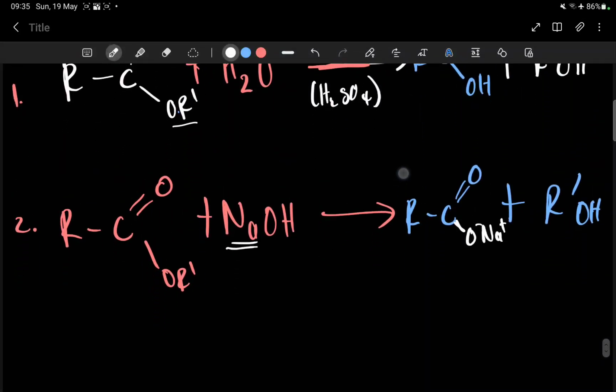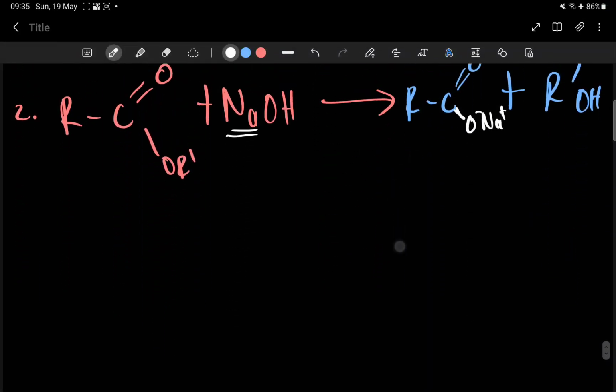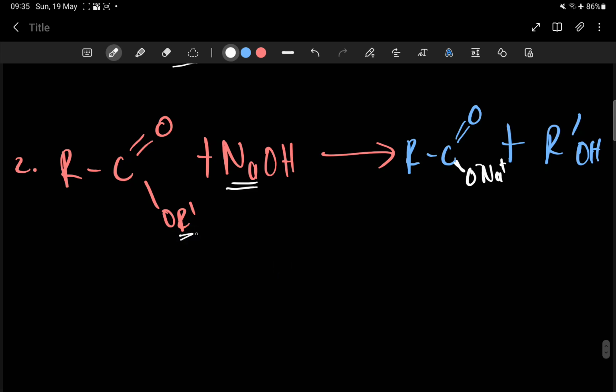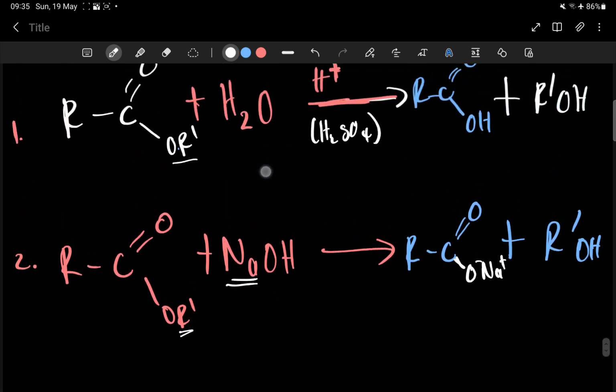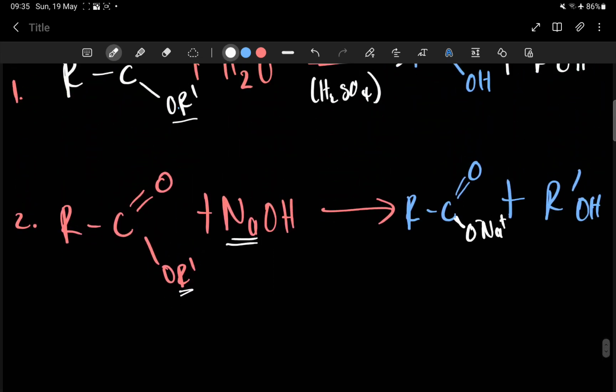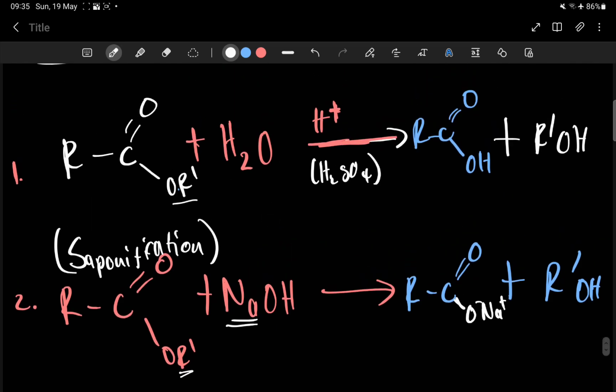Okay, so yes, we've seen the first two, 1 and 2. Here we saw that the only thing that goes is this R prime, right? And you put the positive guy. Now, on 3, I want you to know that this reaction is called saponification. You don't have to try and remember it. This is where you break an ester using a base. Okay, here we break it using water.